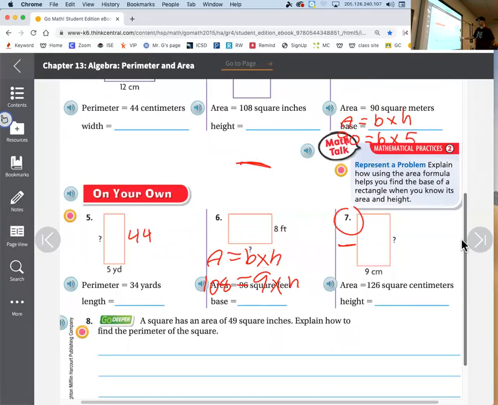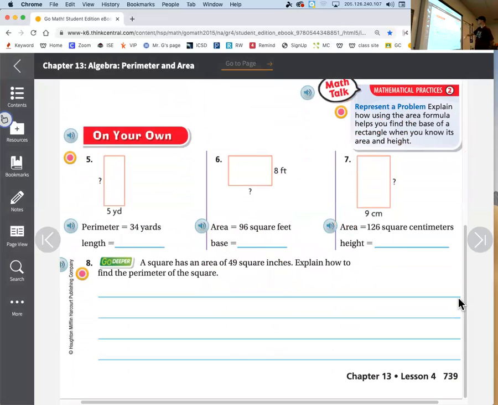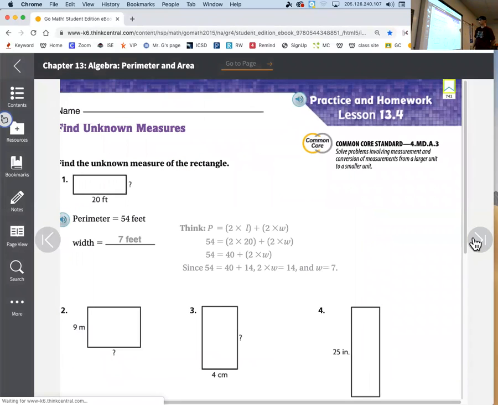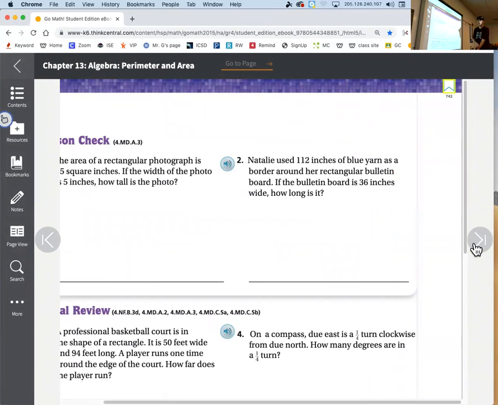You're going to work on these problems right down here. So finish 739. This page, 740, would be a good one to do. But you need to work on 741 and 742. Those are the ones you need to work on today, okay?